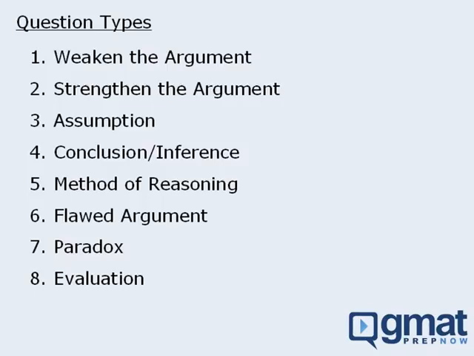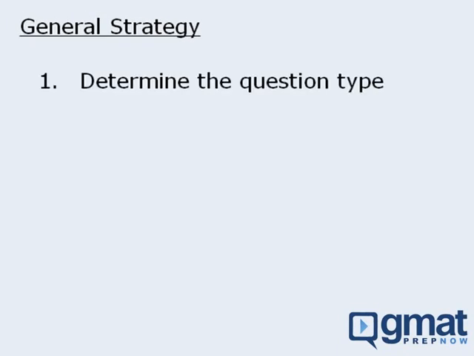Given these differences from question type to question type, we need a general strategy that enables us to identify the question type as soon as possible. In fact, in a perfect world, we want to identify the question type before we even start reading the argument. Otherwise, if we don't know the question type until after we've read the argument, we'll likely have to go back and reread the argument to look for the information relevant to that particular question type. So whenever we encounter a critical reasoning question, our very first step in the general strategy will be to determine the question type as soon as possible.